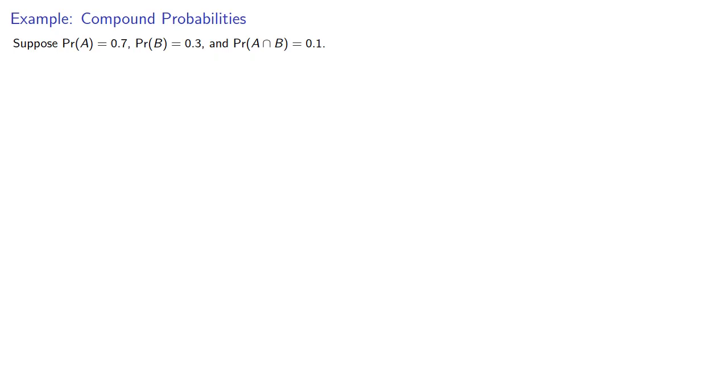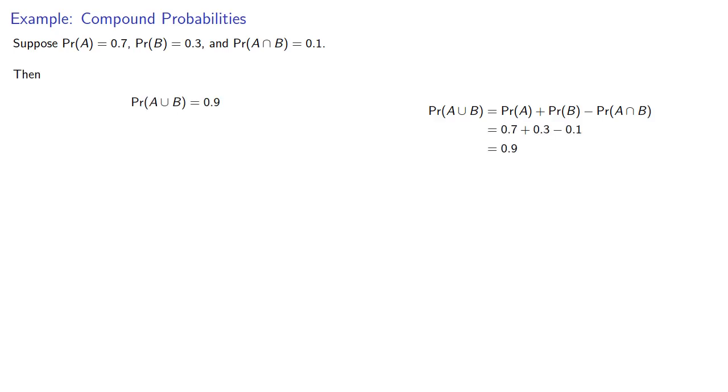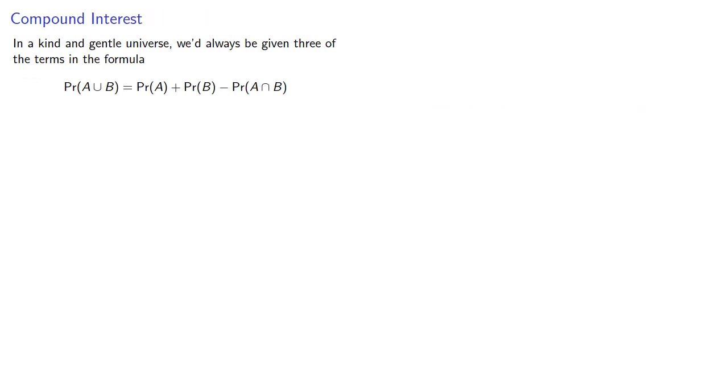For example, suppose we know the probability of A and B and the intersection, then our formula tells us the probability of their union will be... and in a kind and gentle universe, we'd always be given three of the terms in this formula. We don't live in that universe, but we still have to solve problems.